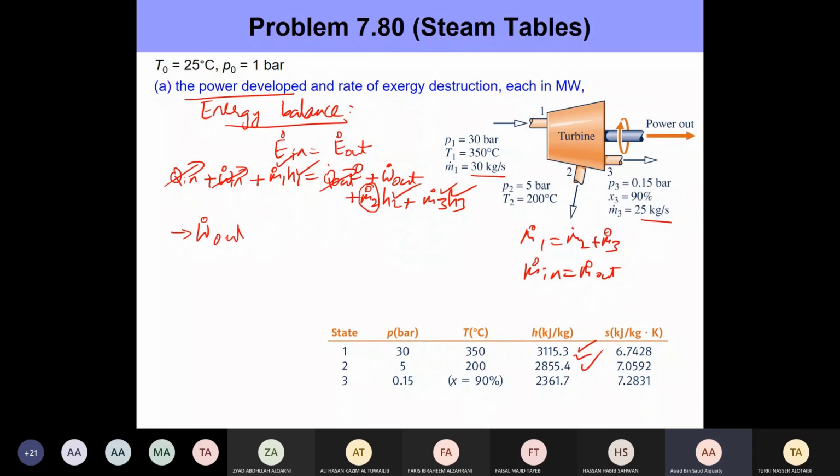All right, so the work output would simply be m dot 1 h1 minus m dot 2 h2 minus m dot 3 h3. Okay. Now we have everything that we need. It's just a matter of plugging in the numbers. I've plugged in the numbers on the blackboard, but here let me just put in the numbers. Let me put in the final answer. It comes out to be about, let me see, yeah, 2014.